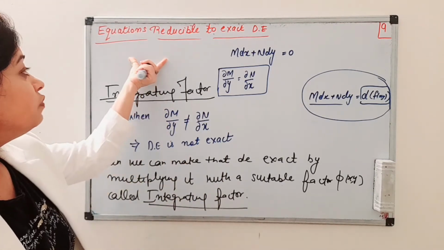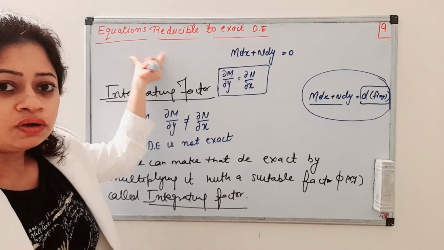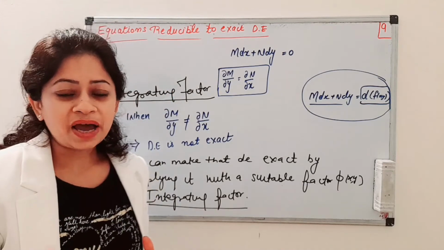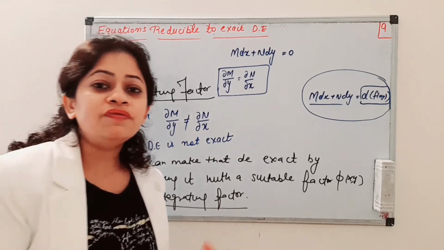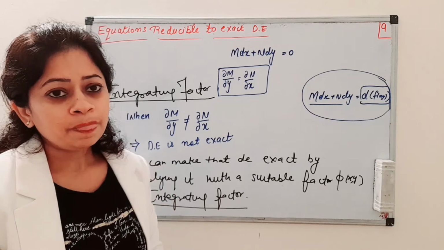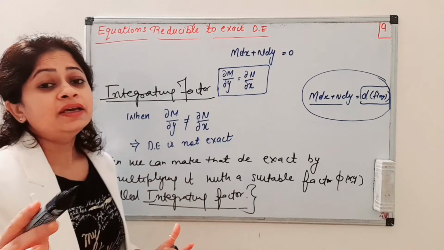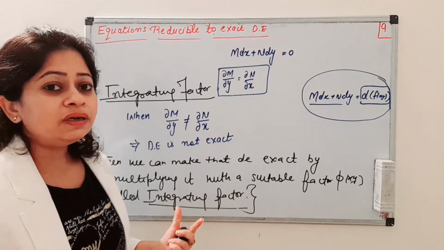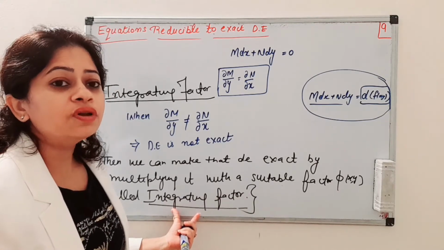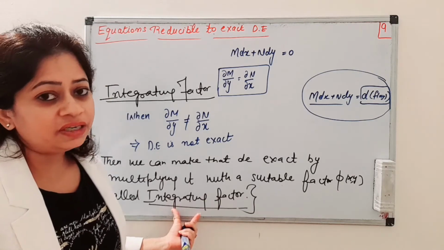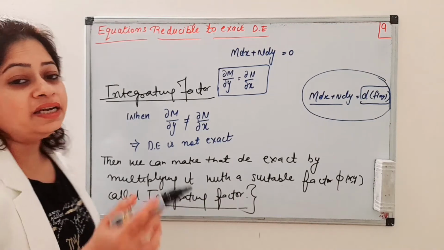So in this lecture we are going to study those equations which are reducible to exact, which we make exact by multiplying with an integrating factor, and we will learn how to find those integrating factors. There can be more than one integrating factor; it is not that there will be only one. We can have more than one integrating factor for any differential equation. Now we will come to methods to find integrating factors.